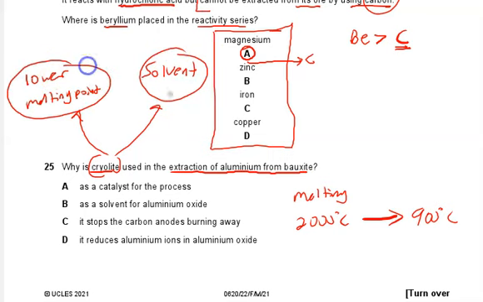So let us check one by one. It does not behave as a catalyst, so it's wrong. As a solvent for aluminium oxide, yes, just as I've explained to you. C, it stops the carbon from burning away, not really. It reduces aluminium ion in aluminium oxide. Nope. So your best answer here will be B.